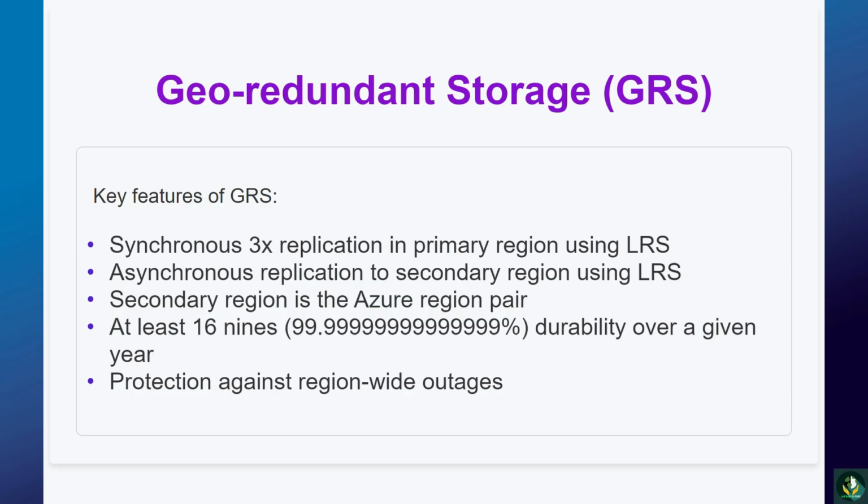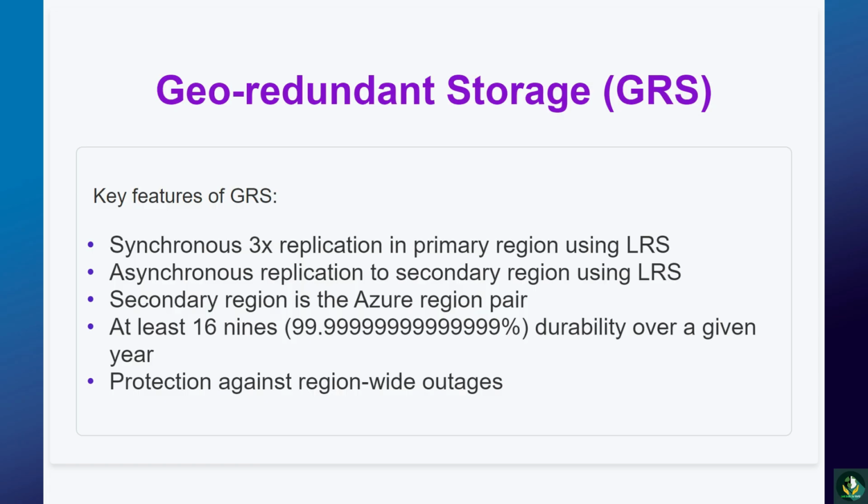Exceptional durability. The combination of local and geo-replication results in outstanding durability. GRS offers durability for Azure storage data objects of at least 16 nines, 99.9% over a given year. This level of durability is suitable for the most critical data and applications.